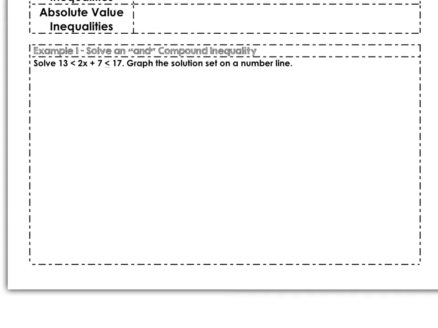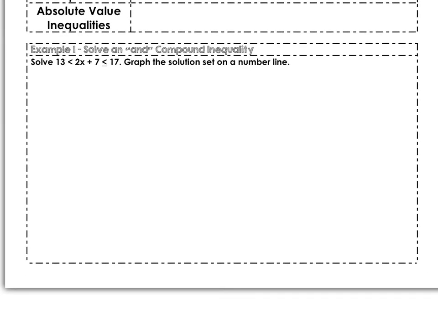All right, let's first look at example 1, where we're solving an and inequality, okay? We are solving the inequality 13 is less than 2x plus 7, which is less than or equal to 17. We're told to graph the solution set on a number line.